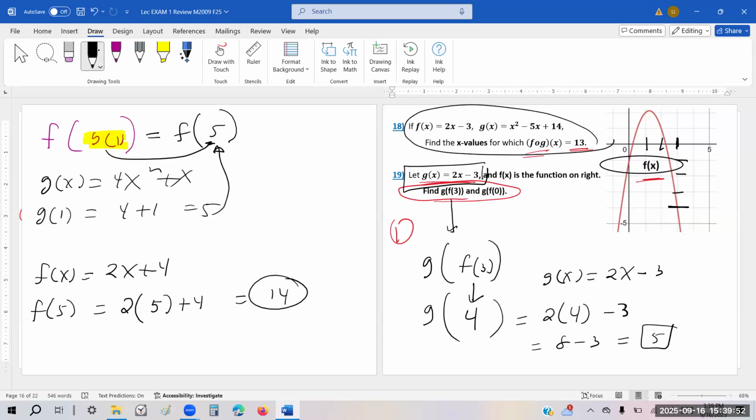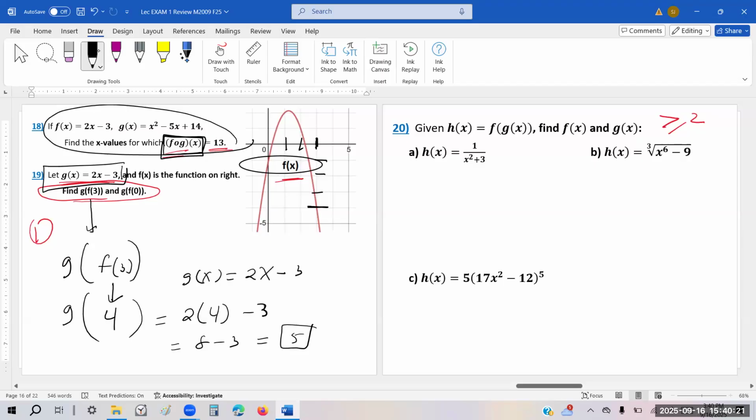This one, they're saying the result of the composite function is 13. Then find the x values. So first you have to find what is the composite function. Put it on the left side, and the right side is your number 13. Bring everything to one side, solve for x. We did it during the lectures. If you forgot, just watch the recording on section 1.4.